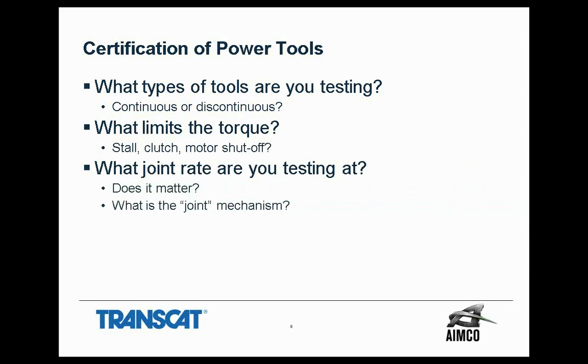Joint rate is a poor man's joint stiffness. Joint rate is judged by how many degrees of rotation there are from the point of contact, or snug, to your target torque. If it's less than 30 degrees, we call that a hard joint. If it's 720 degrees or more, it is a soft joint. And again, joint rate really affects the performance of a power tool.